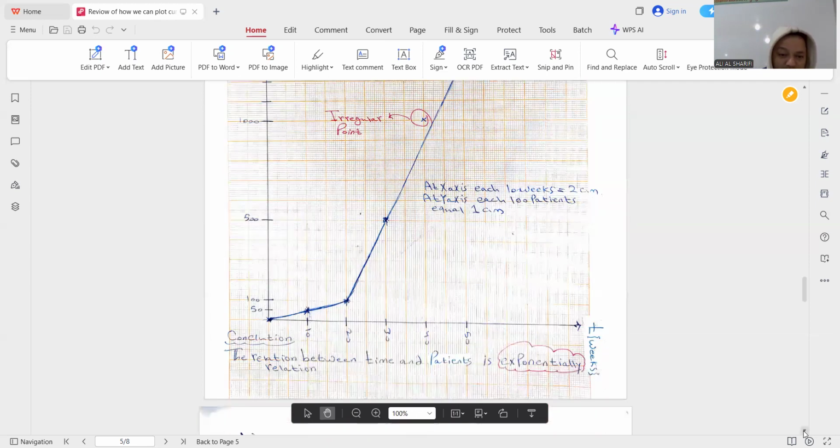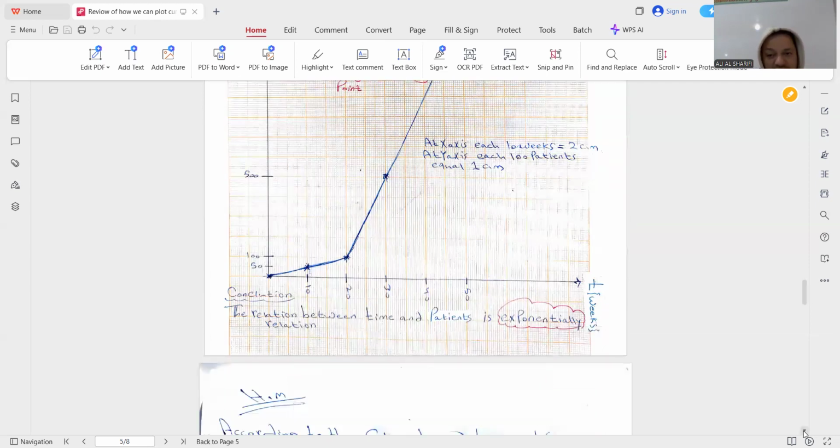Let's talk about the conclusion. The relation between time and patients is an exponential relation, not linear anymore. And when the time increases to more than 40, the result increases exponentially from 100 to 1,300.